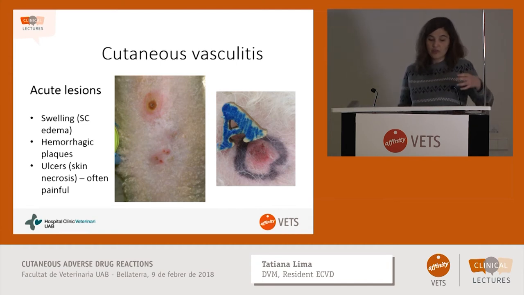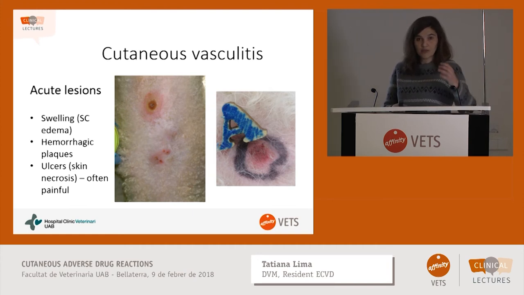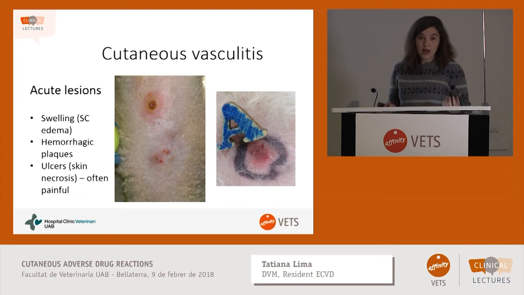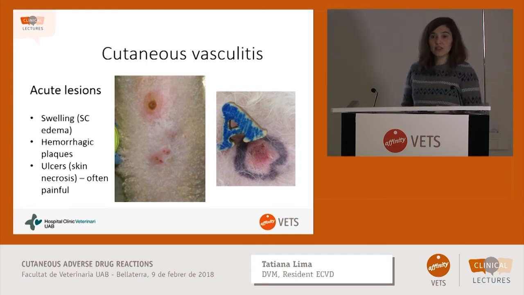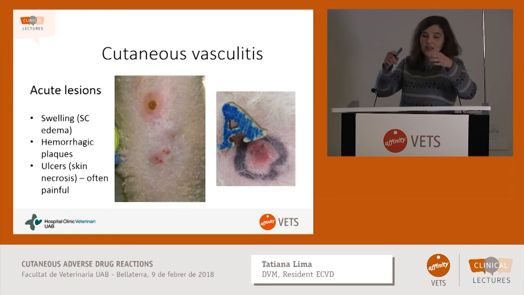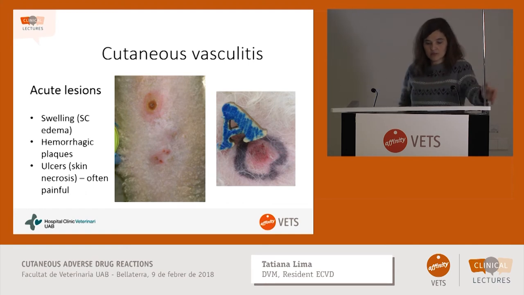So you start by seeing swelling, subcutaneous edema, usually in plaques because that is where the vessel is damaged underneath. Then the red blood cells come out, and of course you have hemorrhagic plaques. Consequently, you have no blood supply and the skin will die, so you will have a central ulcer, necrosis, like a crater.